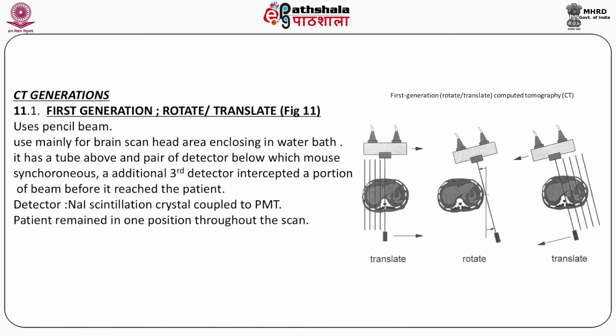Now coming to the next step, the CT generations. The first generation was a translate-rotate type. In this case you can see a pencil beam is used. It was used for brain scans, enclosing the patient's head in a water bath, with a detector below which synchronized. This uses only one detector, and the X-ray tube as well as the detector translated. Detectors were sodium iodide activated, coupled with a photomultiplier tube.